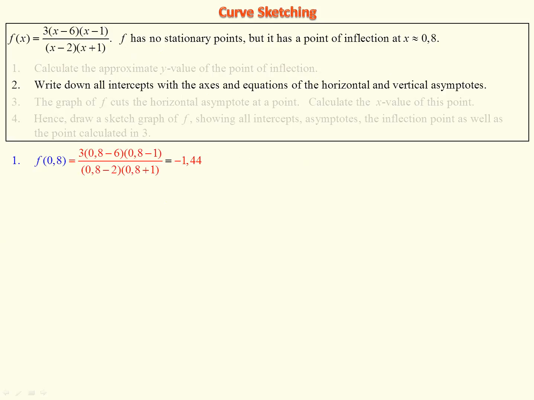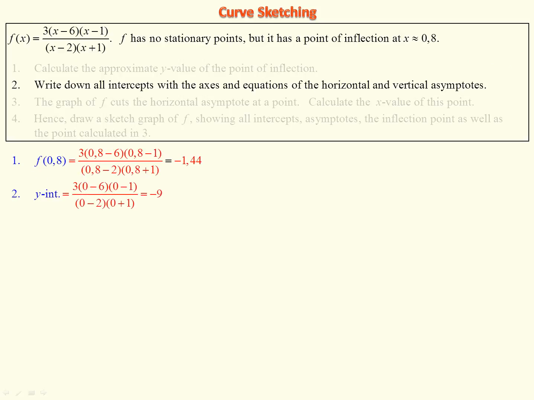Question 2. Write down all intercepts for the axes. Well, that's x is 0 to find the y-intercept and y is 0 to find the x-intercept. And equations of the horizontal and vertical asymptotes. Vertical asymptotes is when the denominator of the fraction tends to 0, causing the function to tend to infinity. So the values of x that cause that. Horizontal asymptotes are the values of the limit as x tends to infinity. So the values of the function as x tends to infinity. Right, let's have a look.